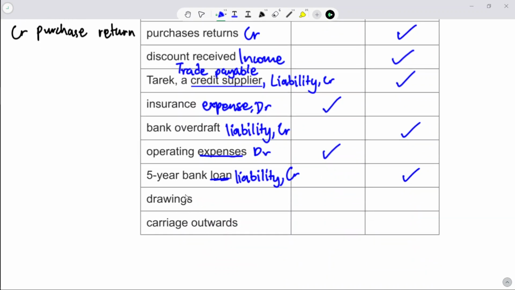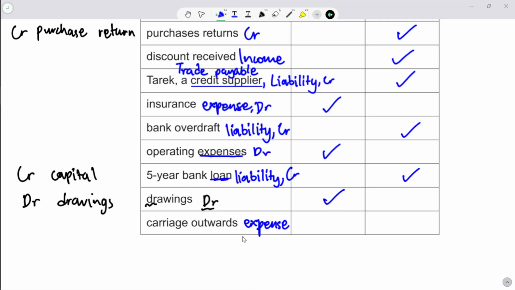And drawing, we know that capital we credit, so drawing will be the opposite. So drawing will be debit. You can see here debit. Then carriage upwards is an expense, so we debit.